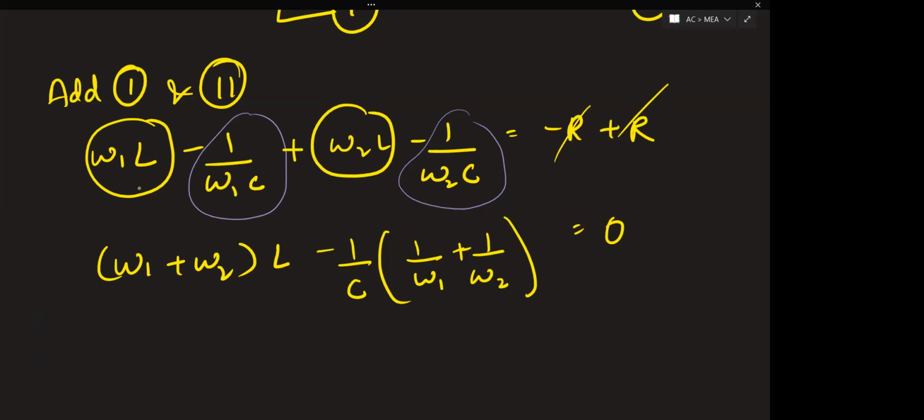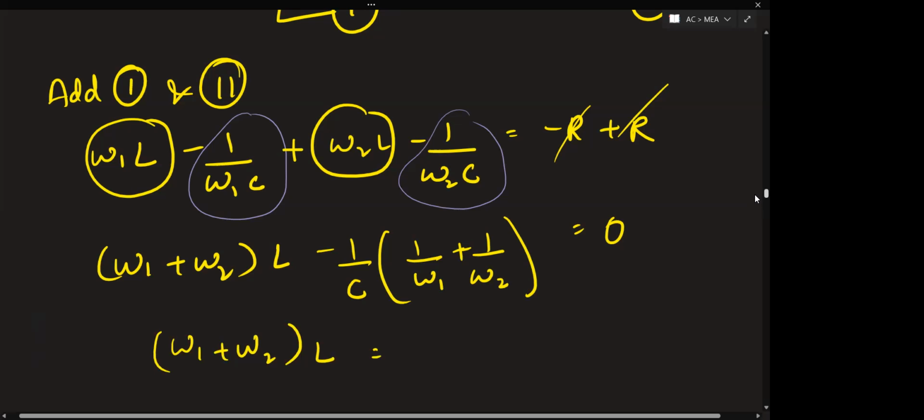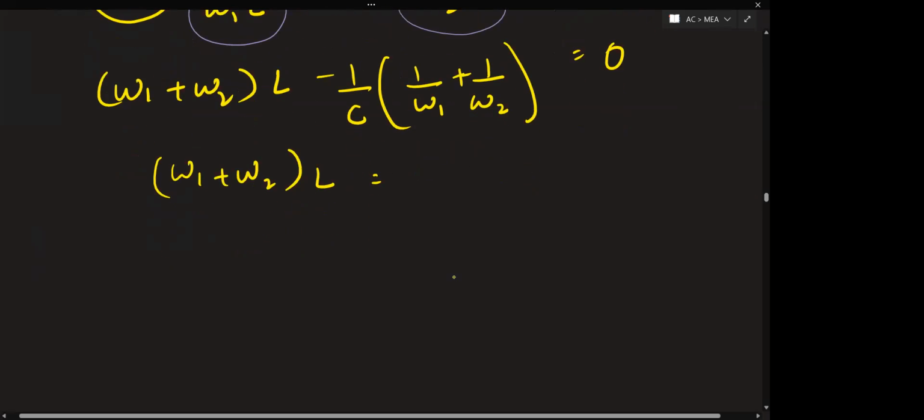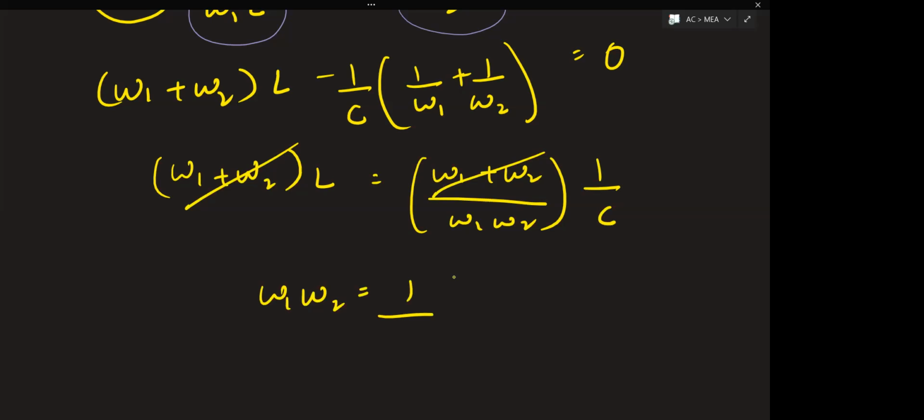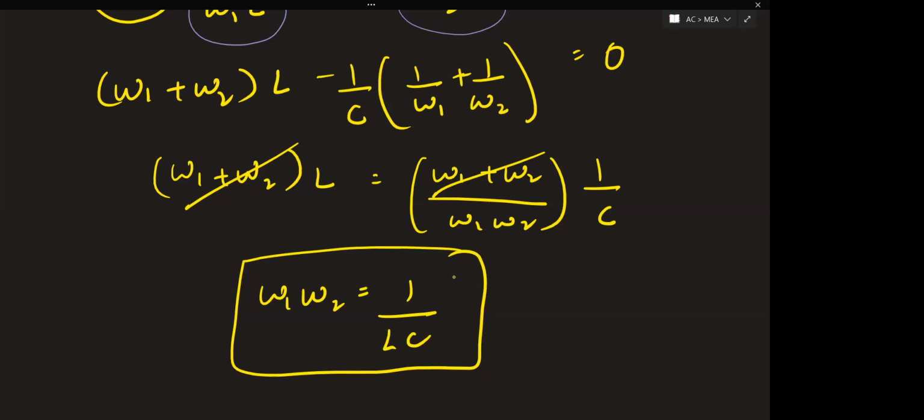So this part, omega 1 plus omega 2 L, can be written here. Since we are getting 0, let's shift it over to this side and take the LCM. So that becomes omega 1 plus omega 2 divided by omega 1 into omega 2 by 1 by C. This cancels this. Omega 1 into omega 2 is equal to 1 by LC. This was what we were requiring firstly. So omega 1 into omega 2 is equal to 1 by LC.